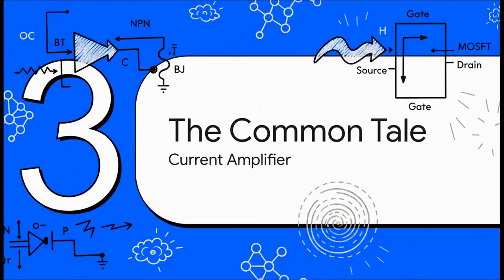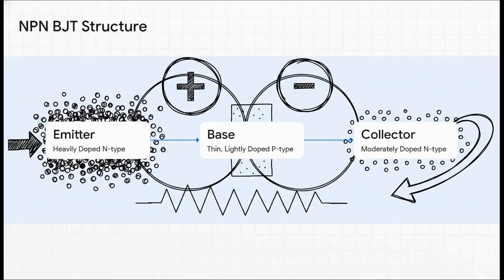All right, now we have all the pieces we need to finally tackle the transistor itself. So let's start with the common story, the one you'll find in pretty much any introductory textbook. A bipolar junction transistor, or BJT, is really just two of those p-n junctions we just talked about, slapped back to back. In an NPN type, you have this super thin, lightly doped p-type material, the base, sandwiched between a heavily doped n-type emitter and a moderately doped n-type collector.